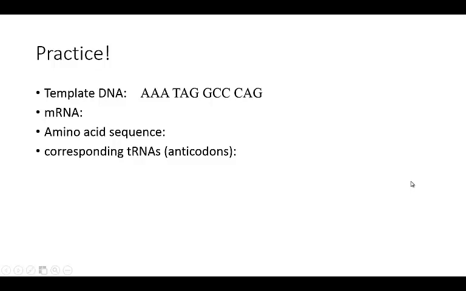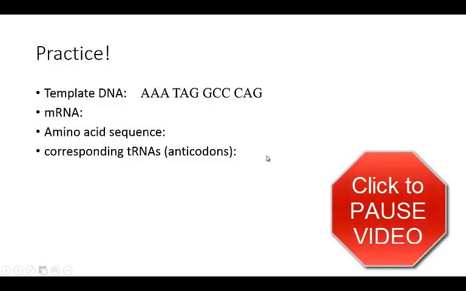So what I want you to do now, because the homework and the Mastering Genetics as well as the quiz are going to have some questions based on this, is just to practice. I will give you the template DNA. Try and figure out what is the complementary mRNA to this. What would the corresponding amino acid sequence be for this? And then just think about what the corresponding tRNA is, or the anticodons for this particular sequence.